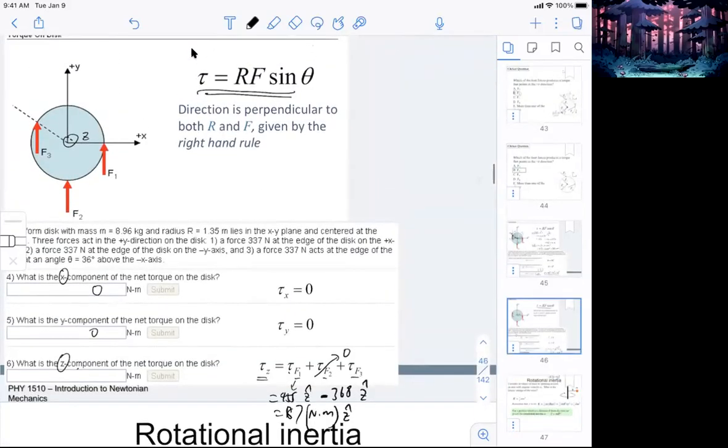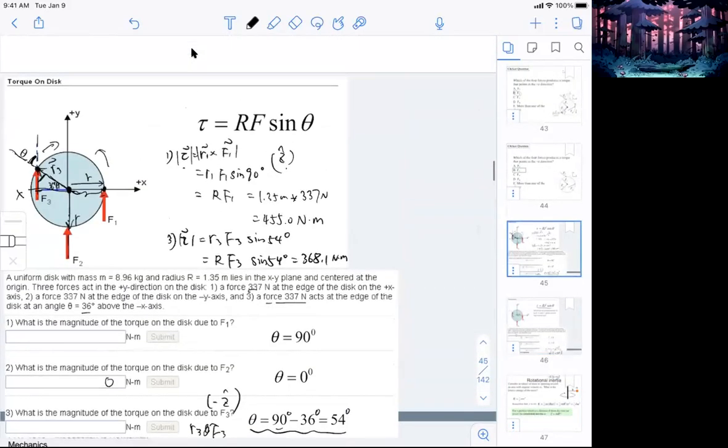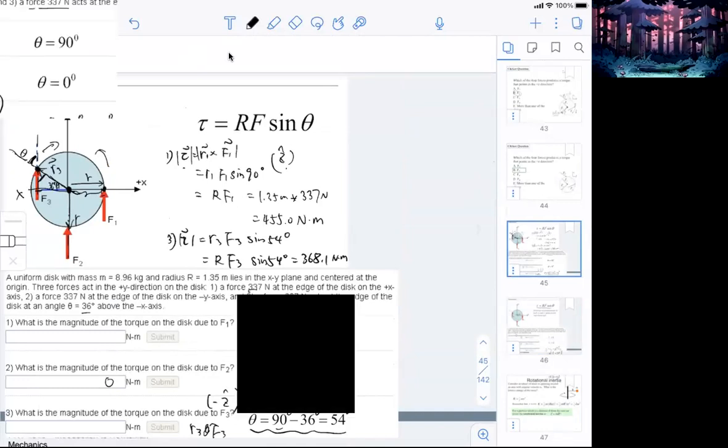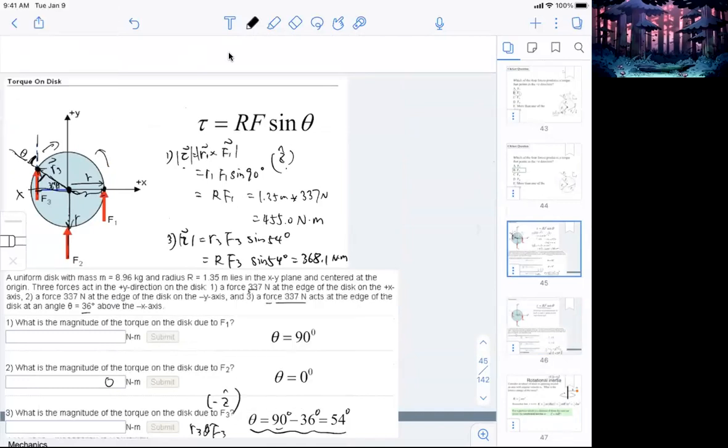Any questions about this particular problem? Any questions? Any questions?